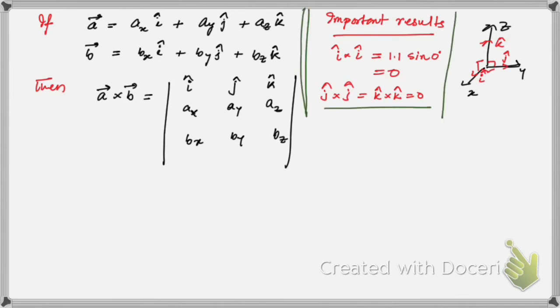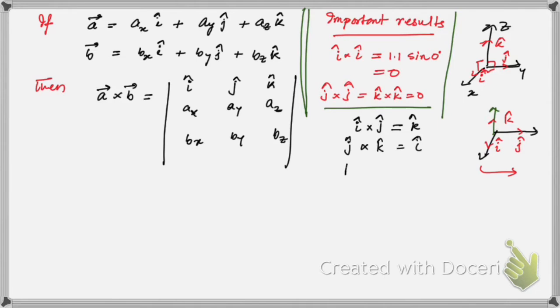And similarly if you find i cap cross j cap, that's going to be 1 into 1 into sine 90, so that's going to be 1, and the direction will be k cap. So for i cap cross j cap, if you take your right hand and curl your fingers from i to j, then the thumb will point towards the z direction, that is, its unit vector is k cap, so you will get k cap here. Similarly j cross k will give i, and k cross i will give j. So hope you have understood this.